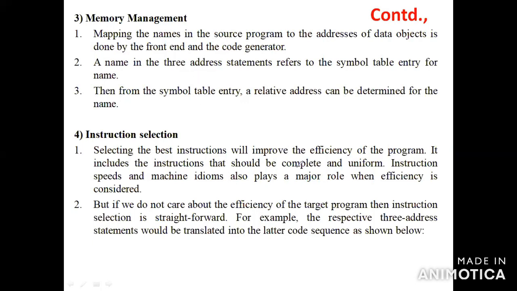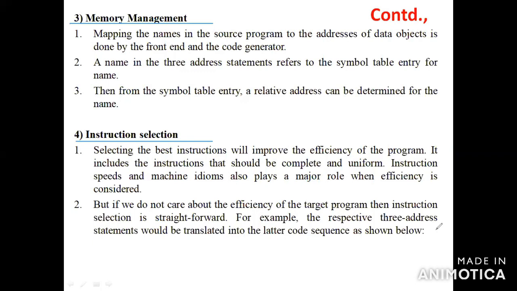This is the third issue in the design of code generator. What about the fourth one? Instruction selection. In instruction selection, we need to maintain the uniformity and completeness of the given instructions.